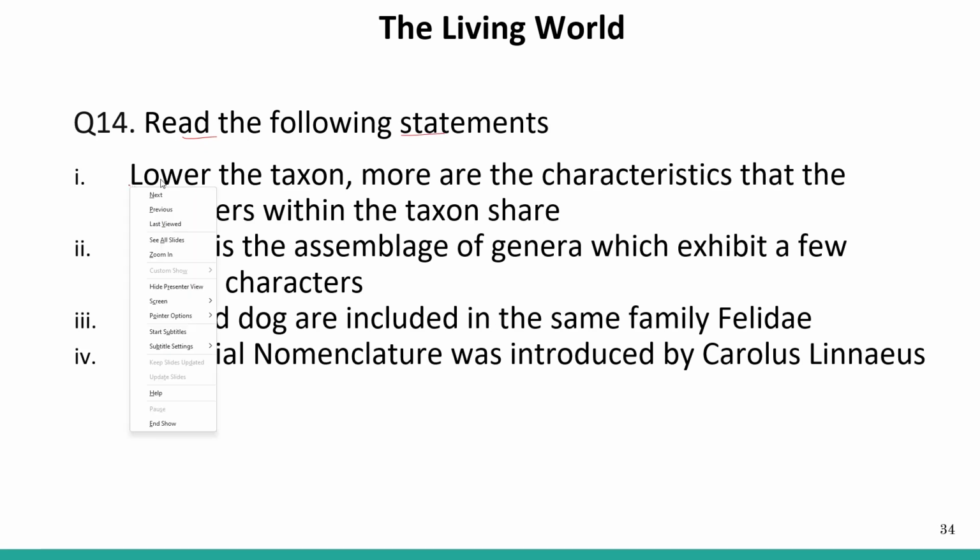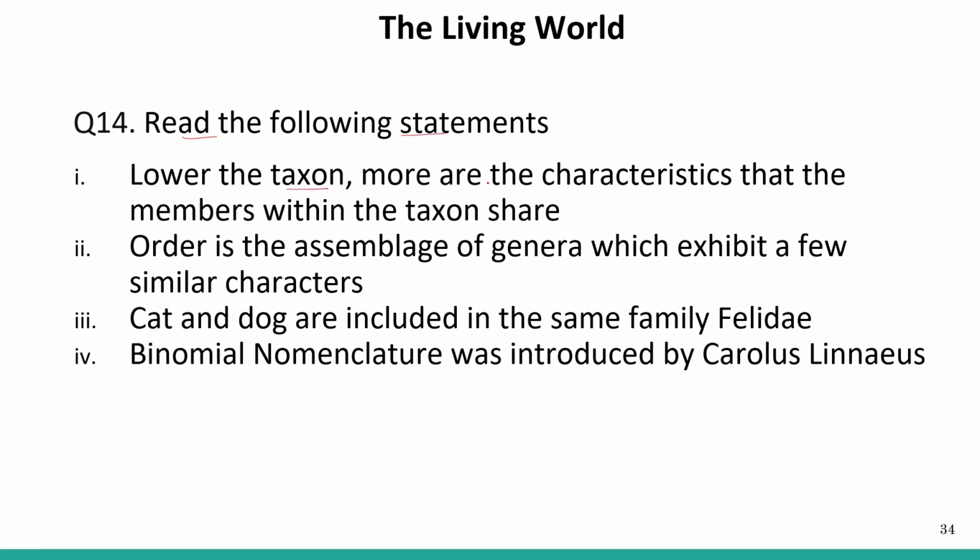The next question is: read the following statements. First, the lower the taxon, the more are the characteristics that the members within the taxon share. Second, order is the assemblage of genera which exhibit a few similar characters. Third, cat and dog are included in the same family. Not correct. Cats belong to a different family, dogs belong to a different family. Cats belong to Felidae, not dogs. Fourth, binomial nomenclature was used by Carolus Linnaeus. So this is also true.